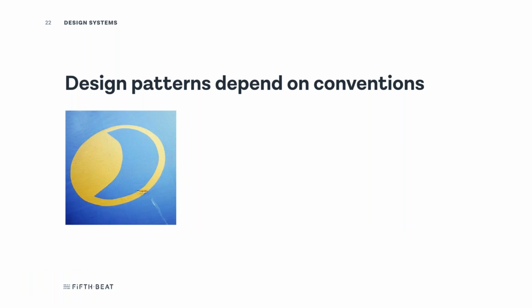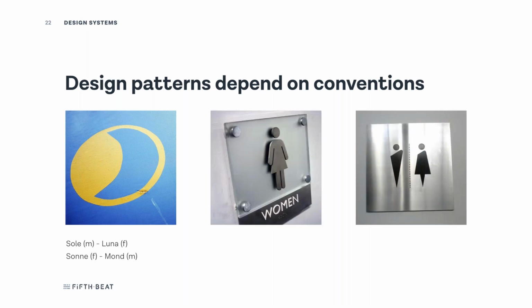So for example, I found this on a door of a toilet in Germany. Imagine that you are in a toilet and you have the sun and the moon. According to my culture as an Italian, the moon is female and the sun is male. So I entered into the sun and I found a woman, because in Germany it's the opposite. The sun is female and the moon is male. So patterns can be pretty awkward across different cultures.